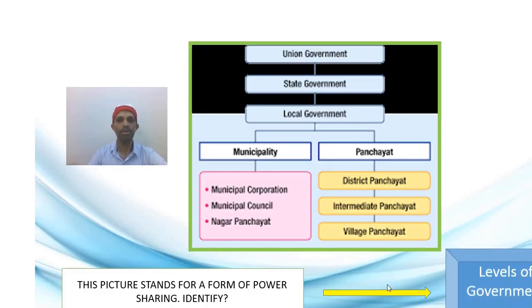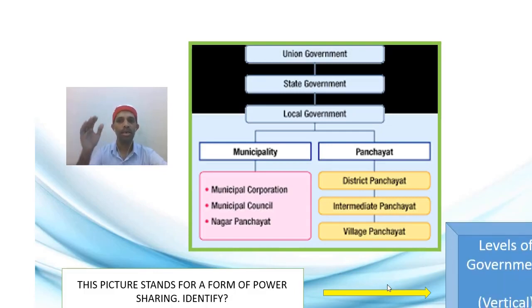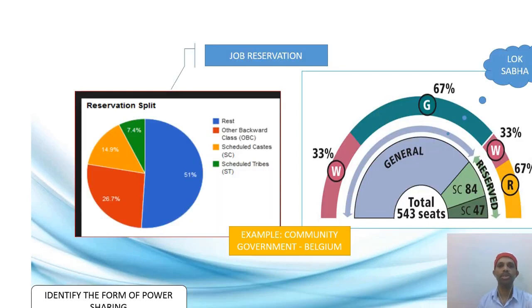And this form of power sharing we call power shared between various levels of government. We also call it a vertical form of power sharing. The third form of power sharing, look at these two pictures here. One is the reservation policy we have in our country for various backward communities. On the right side, we have the reservation policy in the Lok Sabha. We have seats reserved for scheduled castes and scheduled tribes out of 543 seats.